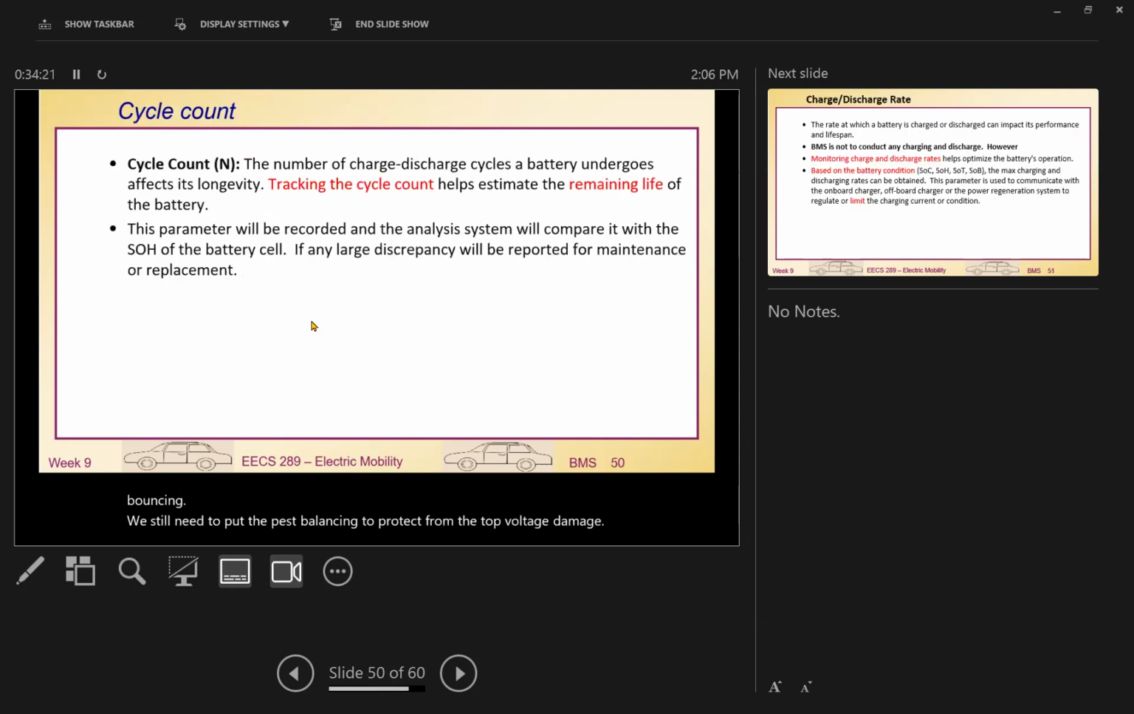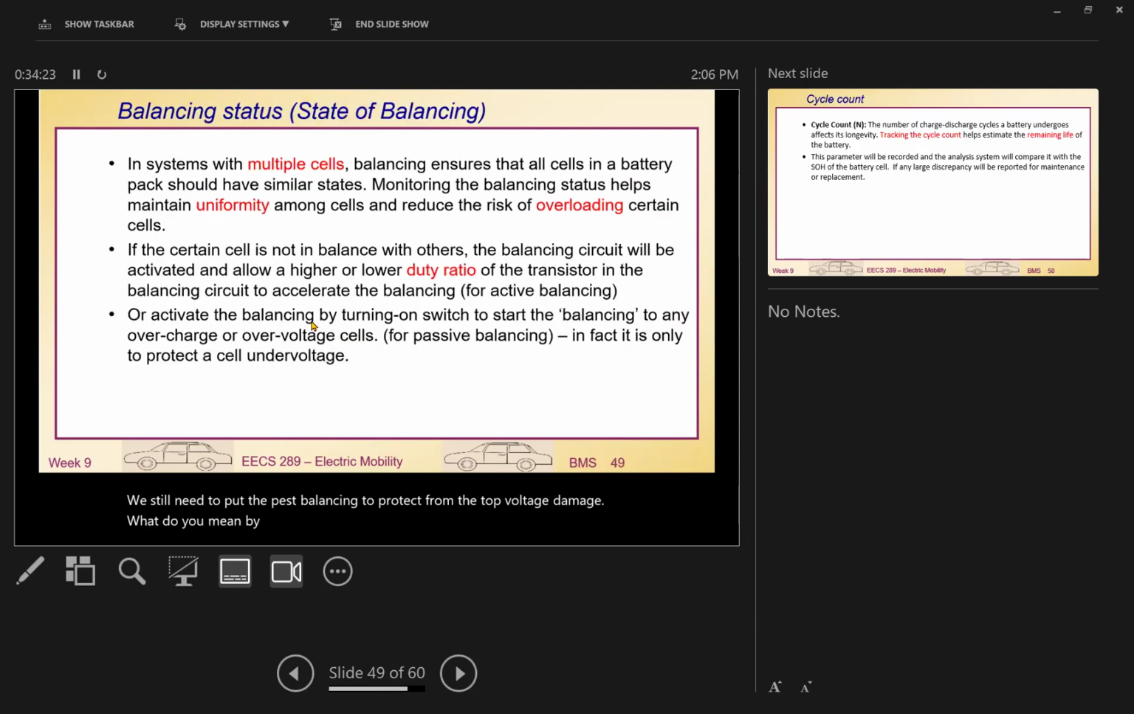So what do you mean by top voltage? Top 4.2 volts. For any battery cell system, once it approaches 4.2 volts, we need to stop it. So the protection system will have that implemented to protect from going above 4.2. Passive balancing appears in all BMS, but if you want to do active balancing, you need to do both: protection plus the MOSFET balancing.